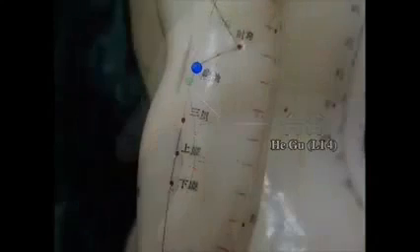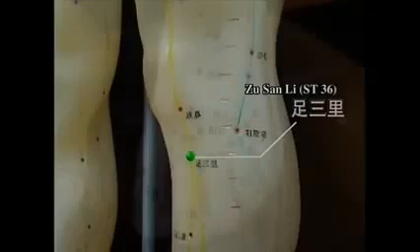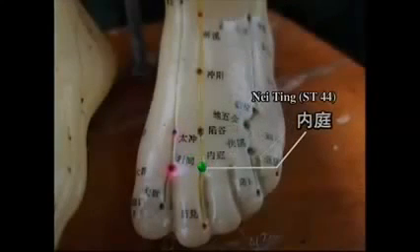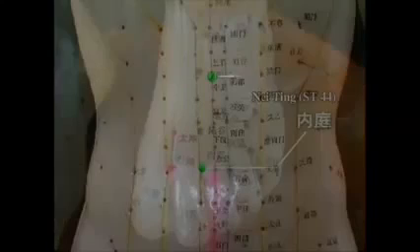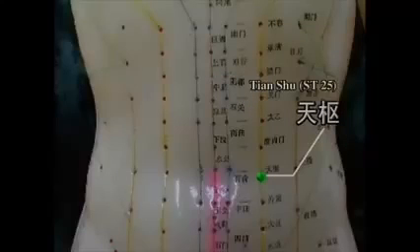Large intestine 4 and large intestine 11 can clear the evil heat from the Yangming channel. Stomach 36 and stomach 44 can harmonize the stomach and transform heat. Ren 12 is the alarm point of the stomach, and stomach 25 is the alarm point of the large intestine. The combination of the 2 points functions to harmonize and regulate the stomach and intestines, as well as disperse accumulations.